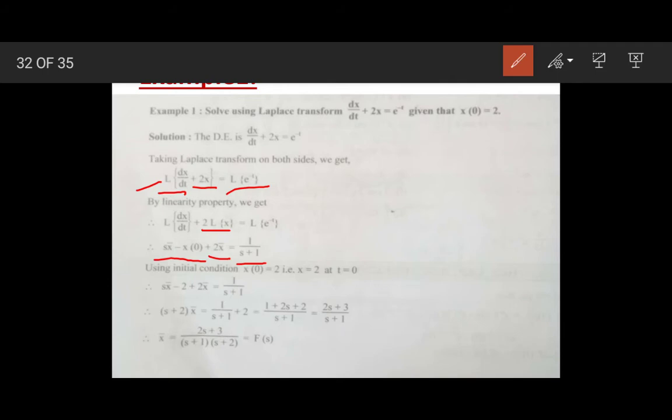Now we will do the second part of the first step. That means we are going to put the initial condition in this. The initial condition is x0 is equal to 2, that means when t is 0, then x is equal to 2. So we are going to put this x0 as 2. So here s into x bar minus x0, we know that x0 is 2, so minus 2, plus 2 into x bar is equal to 1 upon s plus 1.